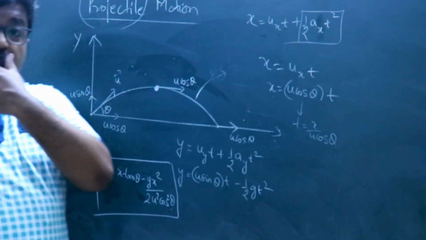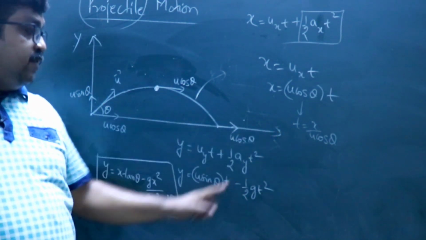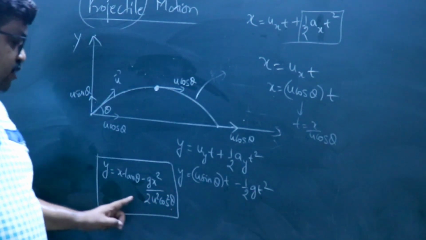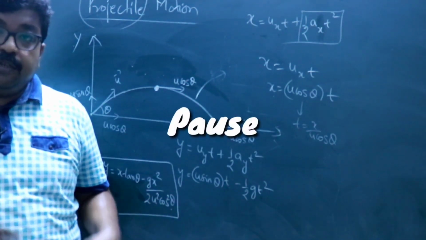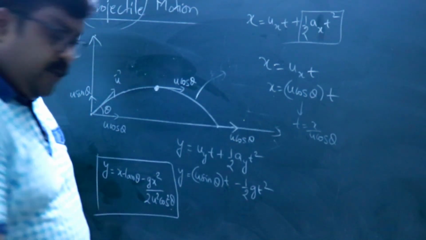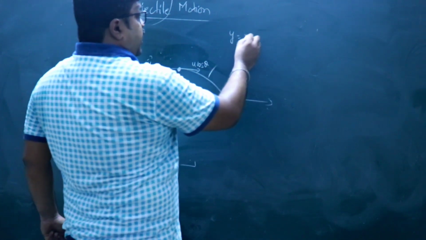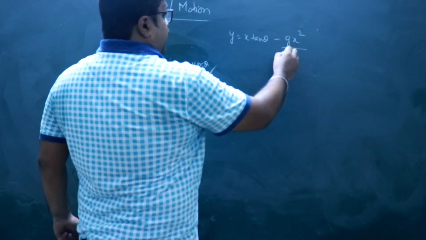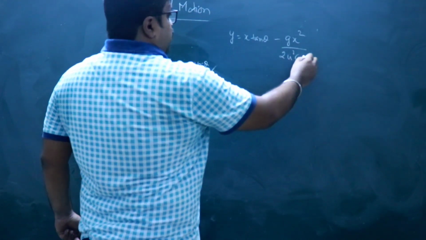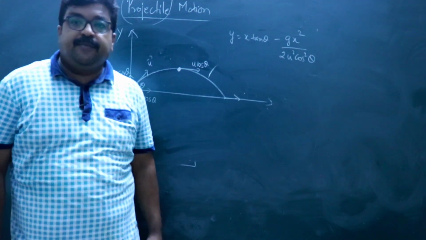Okay, so what you can do, you can pause the video at this particular position and substitute this value over here and check whether you are getting this equation. So I hope you have checked now. So we have this equation, y is equal to x tan theta minus gx square divided by 2u square cos square theta. Okay, so what does this equation represent?